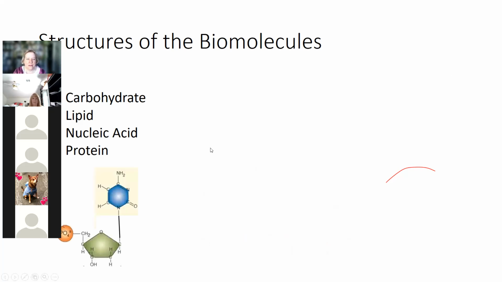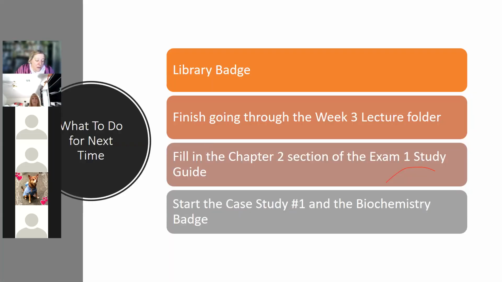So anyway, I went too far. This is what I want you to do for next time. Start working on the library badge. It is due on Friday. Finish going through the week 3 lecture folder if you haven't finished doing that yet. Fill out the chapter 2 section on the exam 1 study guide. And start case study number 1 in the biochemistry badge, the biological chemistry badge.